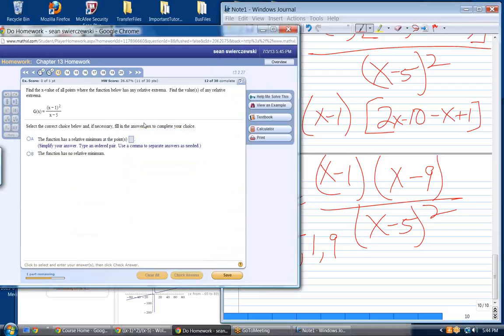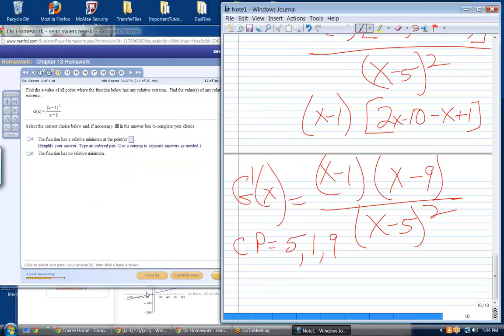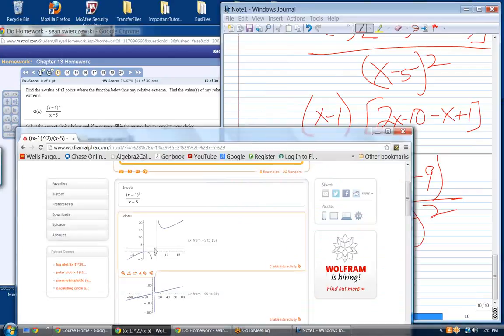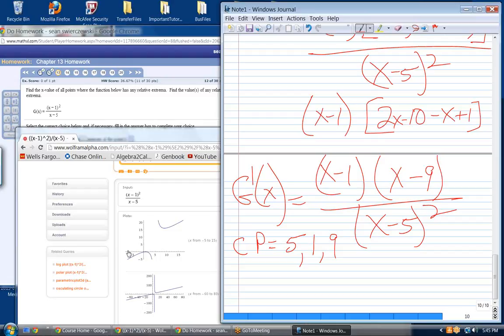So what do they want? The first thing they want is a relative minimum. Well, if we look at this graph, we can tell that comes at 1, right? In other words, our three key points are 1, 5, and 9. What happens at 1 is right there. What happens at 5, it's undefined, and what happens at 9 is the local minimum.